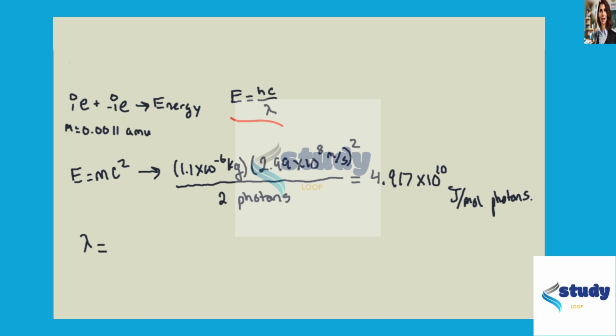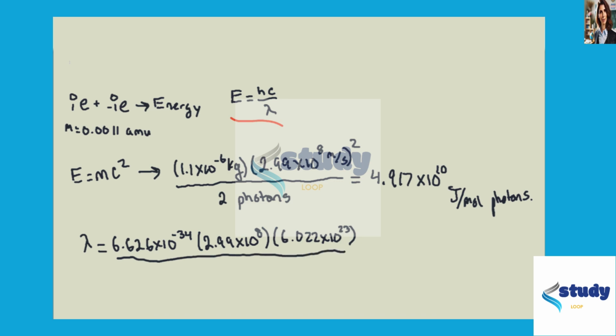We find that wavelength is equal to Planck's constant, 6.626 times 10 to the negative 34th, multiplied by the speed of light, again 2.99 times 10 to the 8th, and multiplied by Avogadro's number, 6.022 times 10 to the 23rd. And we will divide all of that by the energy that we just solved for, 4.917 times 10 to the 10th.